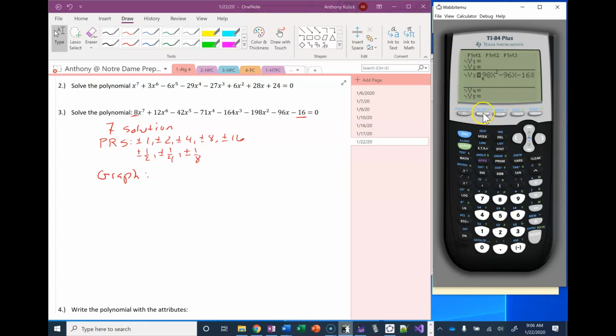Okay, so I've got that typed in, so I'm going to go set a window now. So my x-min is going to be the smallest number from my possible rational solutions list. So that would be negative 16. And the biggest number from that list would be positive 16. And usually I have my y's at negative 10 and positive 10. I had been graphing something else, that's why they were changed in another class. So let's go ahead and hit graph and take a look at what's going on.